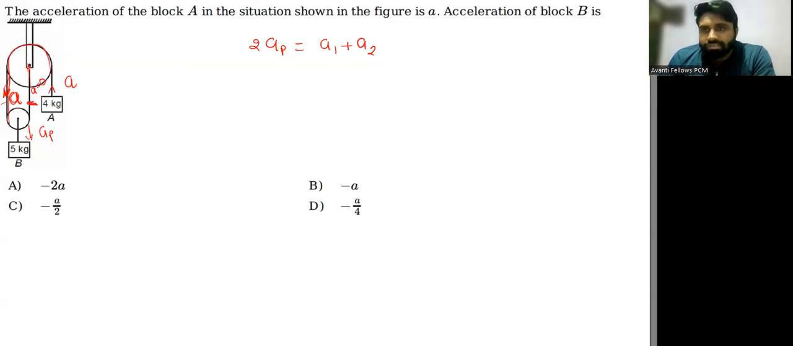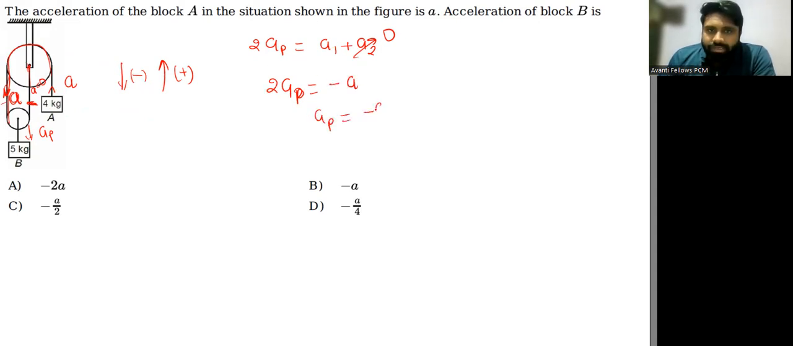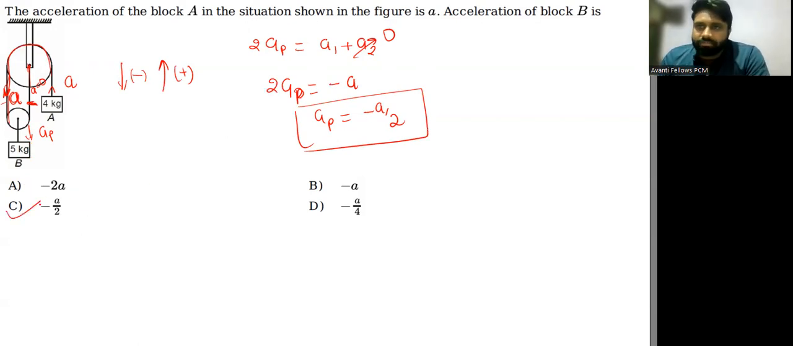This limb is fixed with the fixed pulley, so it has an acceleration of 0. So 2aP equals a1 plus a2. Here a1 is moving downward, so we will consider the downward direction negative and the upward direction positive. Now a1 is moving down, so it is minus a. The acceleration of the pulley will become minus a by 2. So the pulley is also moving down with an acceleration of minus a by 2. So option C is the correct option.